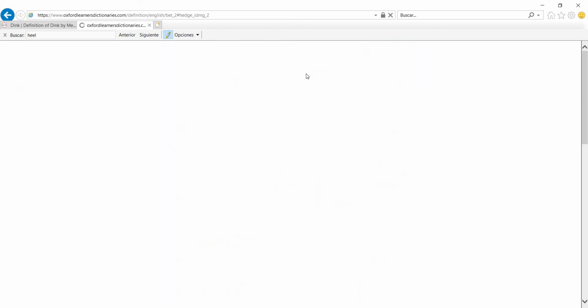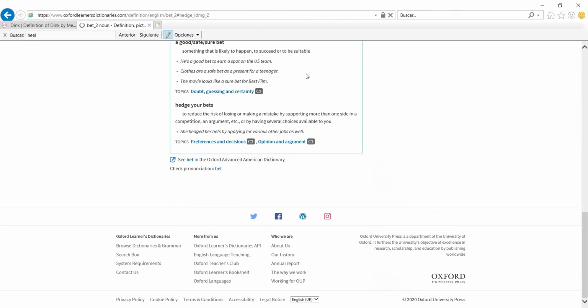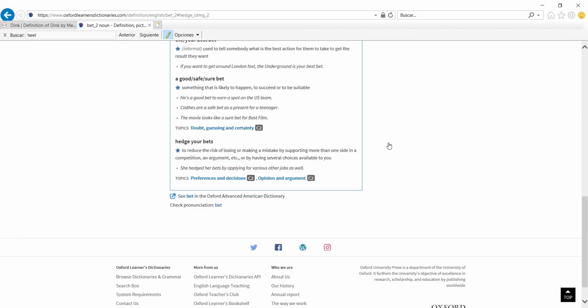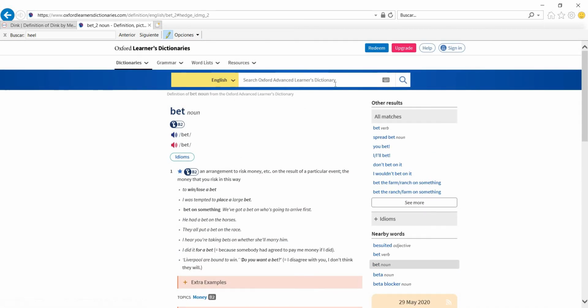Maybe you can already guess what this means, right? So avoid commitment, hedge your bets, reduce the risk of losing or making a mistake by supporting more than one side in a competition, right? So she hedged her bets by applying for various other jobs as well. So trying to protect yourself by doing several things, right?